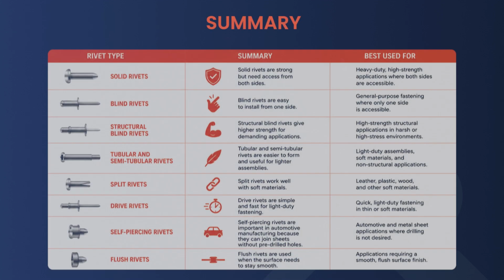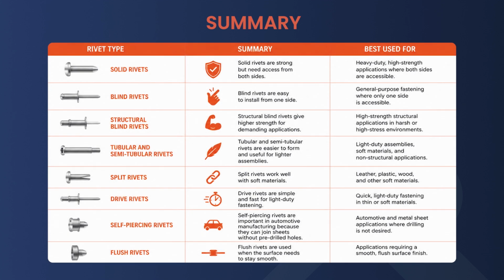So here's the simple summary. Solid rivets are strong, but need access from both sides. Blind rivets are easy to install from one side. Structural blind rivets give higher strength for demanding applications. Tubular and semi-tubular rivets are easier to form and useful for lighter assemblies. Split rivets work well with soft materials.